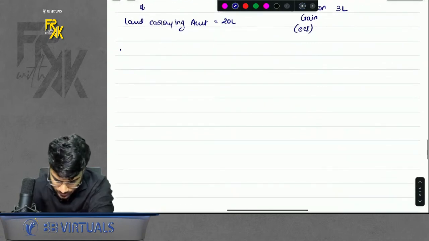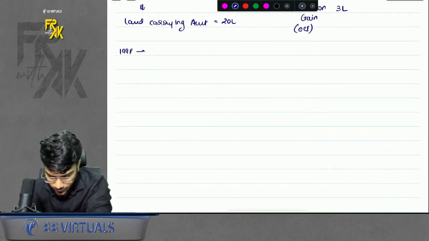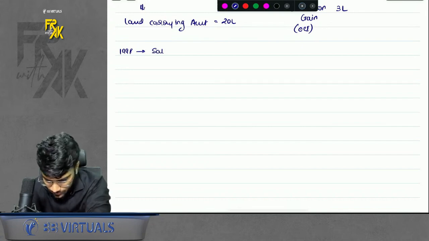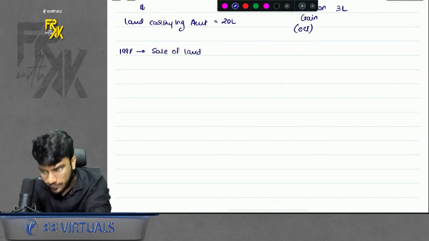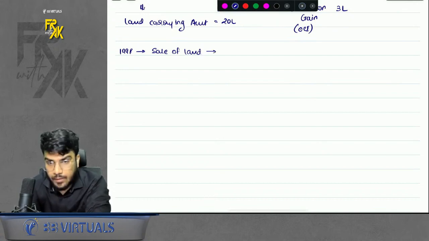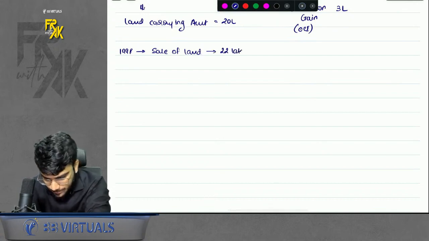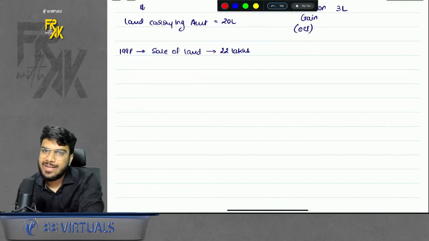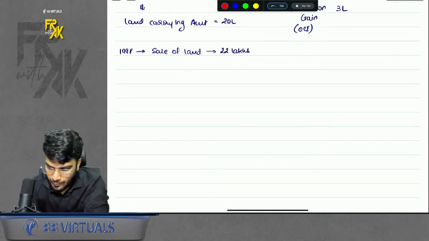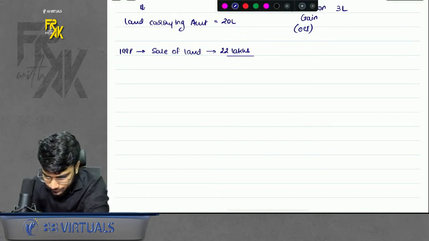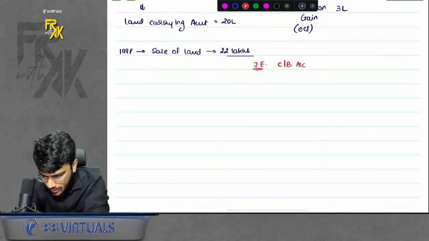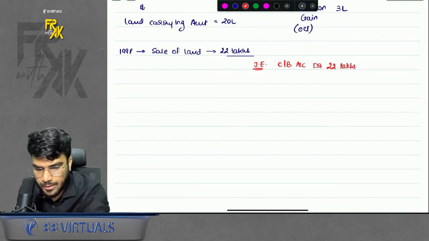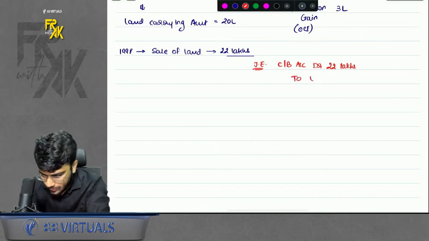Perfect. Now let's suppose in the year 1998, we have sold the land. We sold the land for 22 lakhs in the next year. Now tell me the entry. We have sold it for 22 lakhs. So you will say cash bank account debit 22 lakhs to land account.